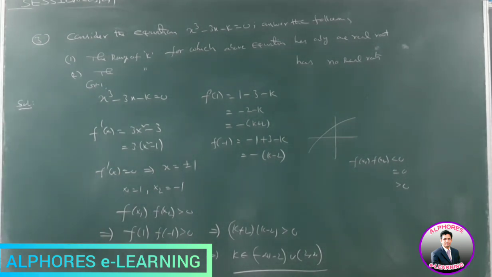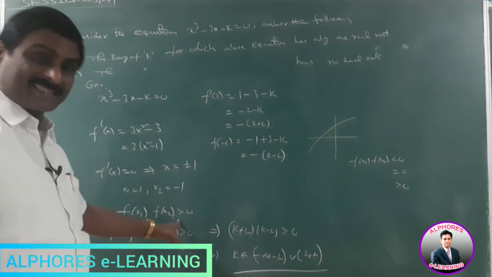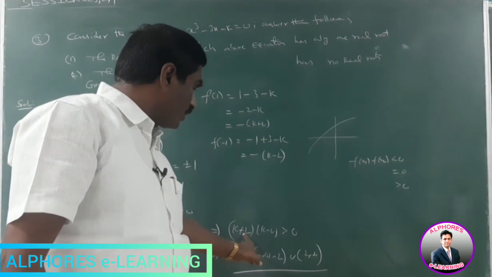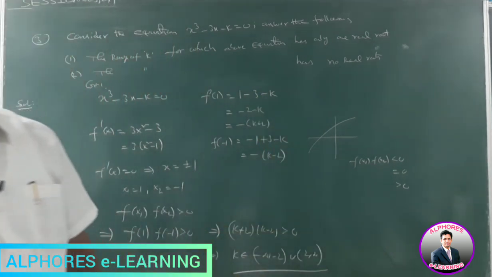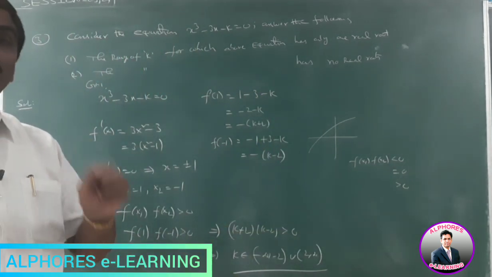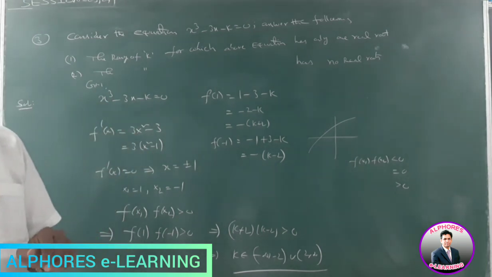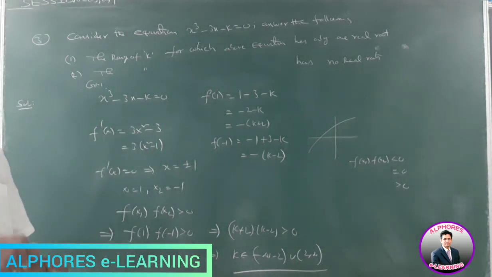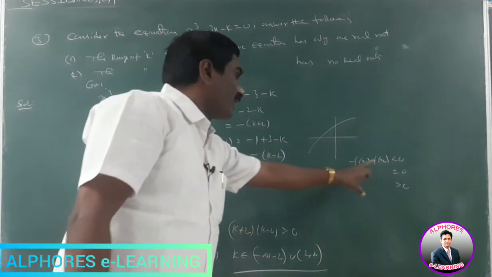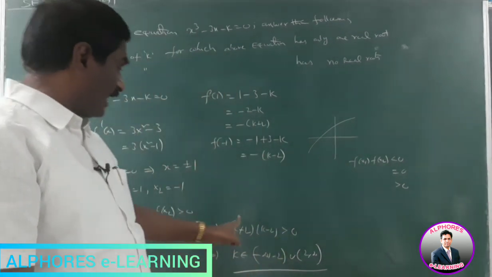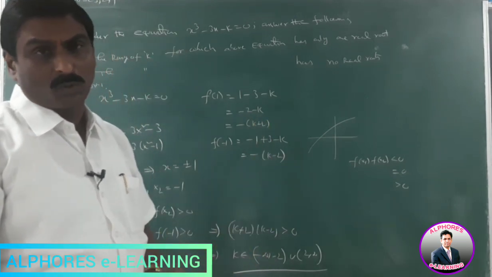Suppose this equation has three real and distinct roots, what is the condition? f of x1 into f of x2 less than 0. That means k belongs to in between minus 2 to 2. If k belongs to minus 2 to 2, it has three real and distinct roots. Suppose the equation has three real roots and out of these two are equal, what is the condition? f of x1 into f of x2 is equal to 0. That means k is equal to minus 2 or k is equal to 2.